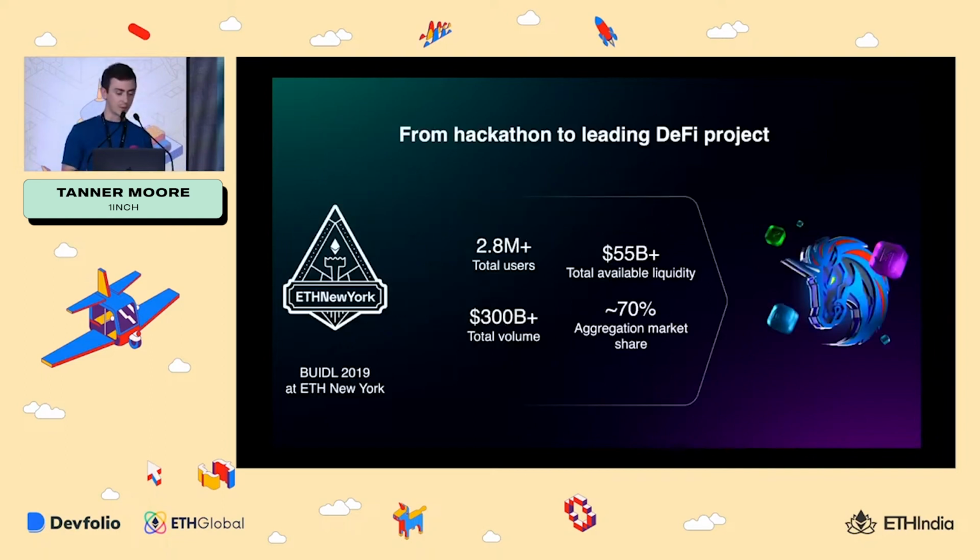So, a brief summary about 1inch. We actually started at ETH Global at ETH New York in 2019. We didn't place very well in the actual rankings, but we still grew to become a pretty successful protocol with now almost 3 million users, over $300 billion of total volume processed through our contracts, and gave people access to over $55 billion of total available liquidity, as well as having 70% of the aggregation market share.